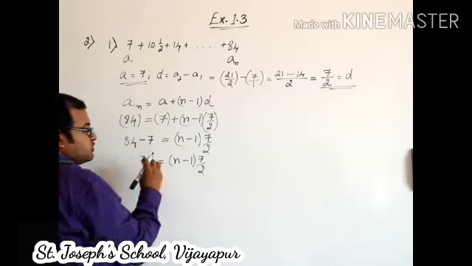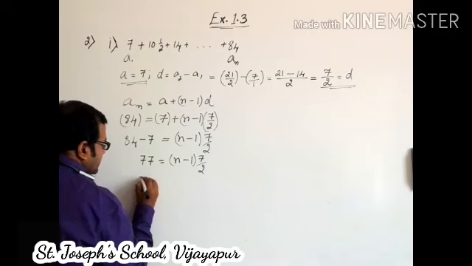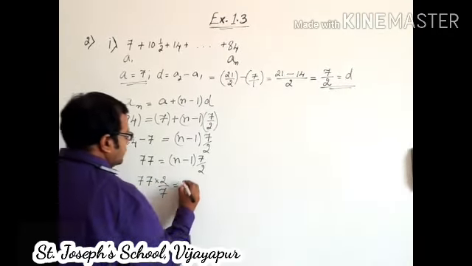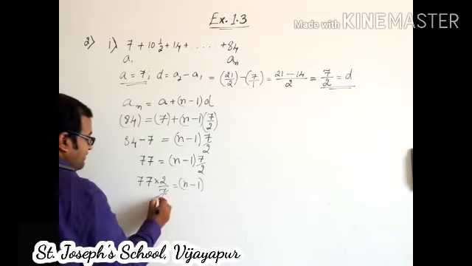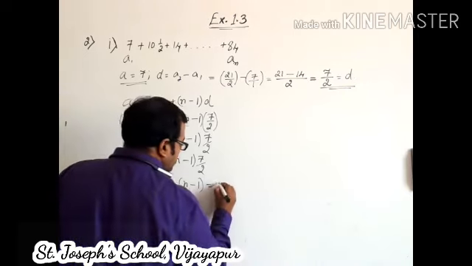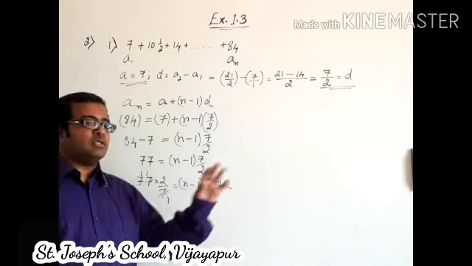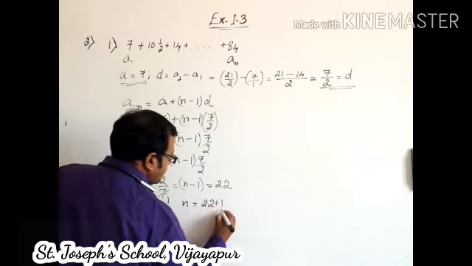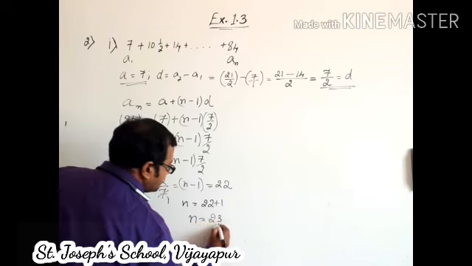Multiplied by 7 by 2 comes to the other side, becomes its reciprocal. The reciprocal is 2 by 7. So it is 77 into 2 by 7, which is equal to n minus 1. Simplification: 7 ones are 7, 11 twos are 22. So n minus 1 is 22. What is n? Take minus 1 to the other side, becomes plus 1. So n is equal to 22 plus 1. Therefore n is equal to 23.